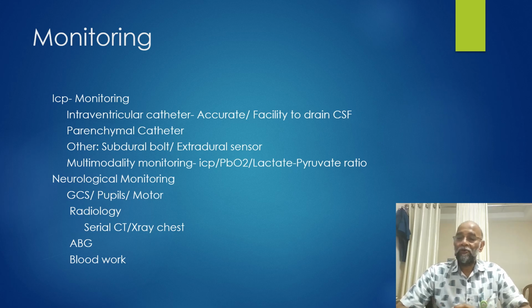Parenchymal catheters are often used. These parenchymal catheters are the easiest to place, and they can sometimes be combined with multi-modality monitoring. That is, along with ICP, you can also measure brain tissue oxygenation level, and you can also measure the lactate pyruvate ratios. Multi-modality monitoring has been shown in some studies to improve neurological outcomes in intensive care head injury management. Subdural balls and extradural sensors are rarely used because they are not as sensitive.